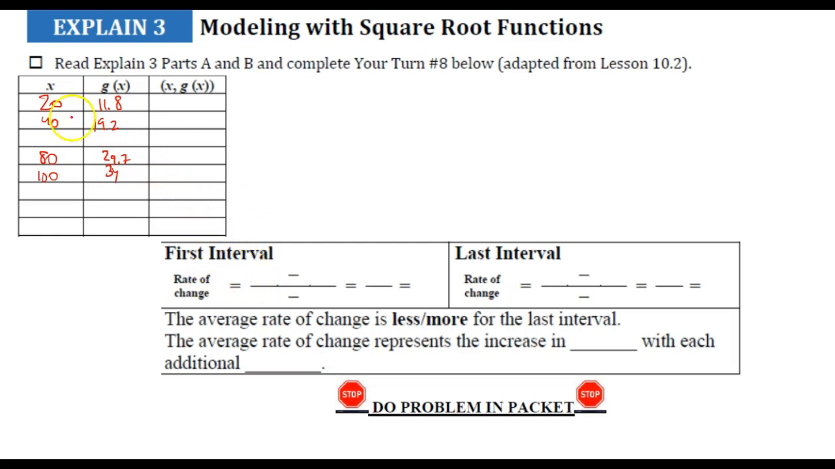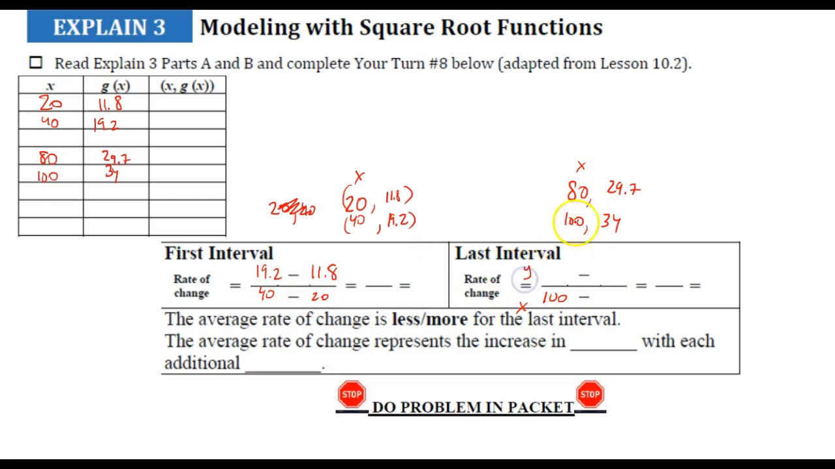So we're going to find our rate of change. So here we have about 20, 11.8, and 40, 19.2. So for my rate of change, I'm going to use my x values on the bottom here, 40 take away 20, and we're going to go ahead and subtract the partners to each of those values. And we're going to do the same thing for the last interval. So that's 80 partnered with 29.7 and 34, so that'd be 100. Our x values here, 100 take away 80. And our y values, 34 take away 29.7. So take some time to work out each of these and find out what the interval is, and we'll go ahead and fill out the sentence starter.